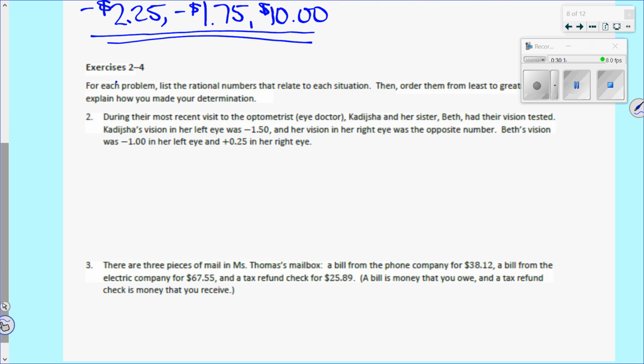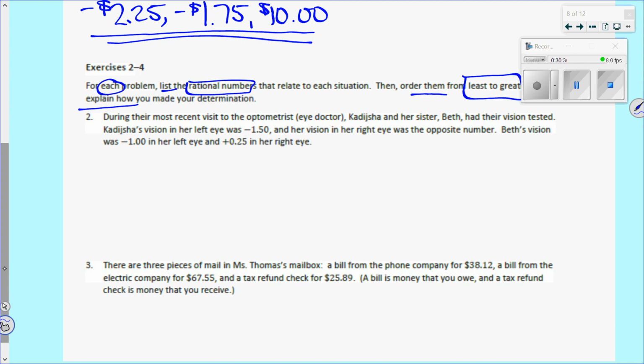Now, for each problem, list the rational numbers that relate to each situation, then order them from least to greatest. Explain how you made your determination. So there's actually several steps to this one again. Do I have to draw a number line? No, it doesn't say to. So you don't have to unless you want to. But we do need to write these out.